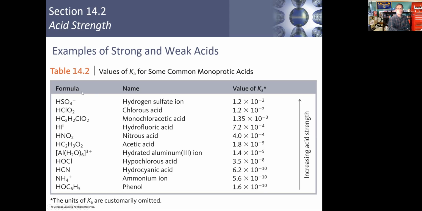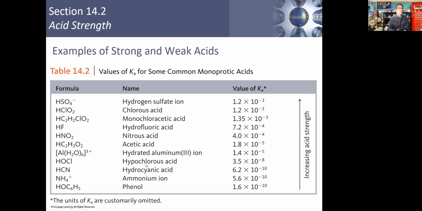And so the strongest of these acids on this list here is the hydrogen sulfate ion. It is an acid because this particular compound can donate its hydrogen ion. It has a hydrogen ion that can donate. It has a Ka value of 1 times 10 to the minus 2. So this is the strongest acid on this list as a weak acid.